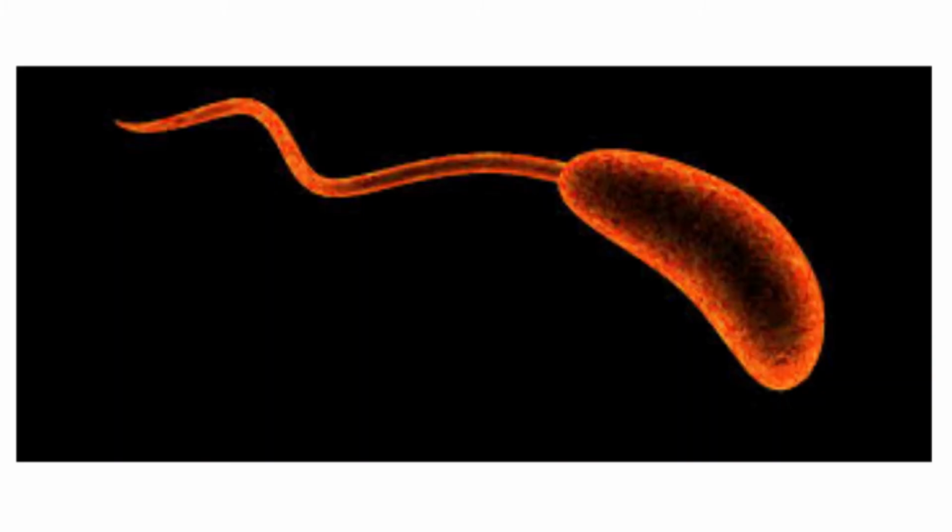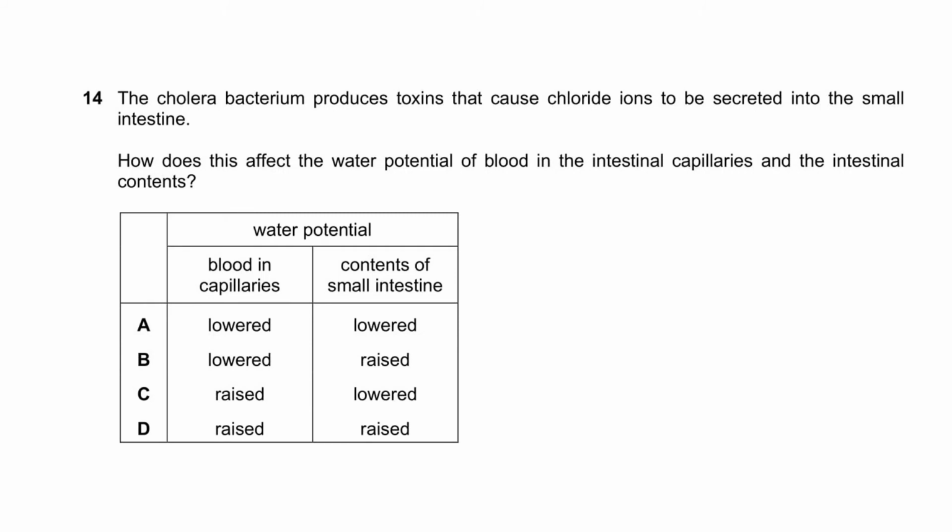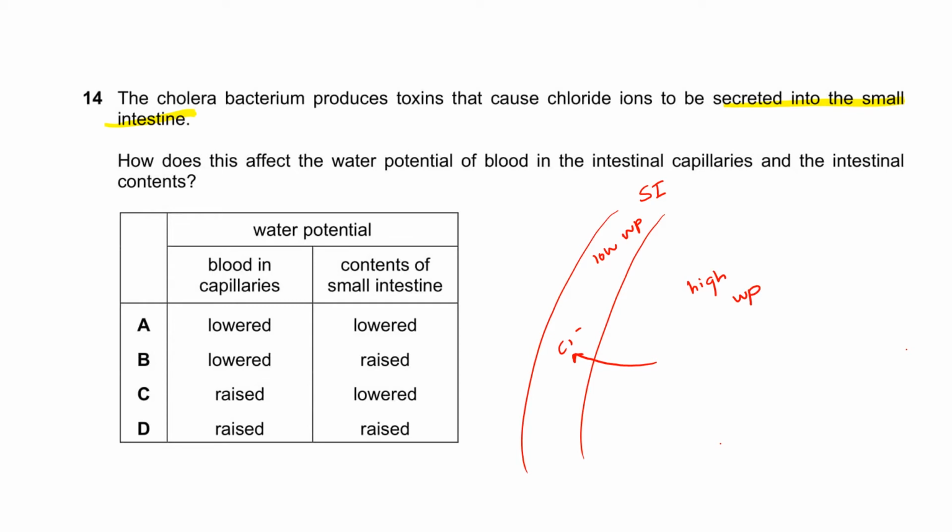Question number 14 says the cholera bacterium produces toxins that cause chloride ions to be secreted into the small intestine. How does this affect the water potential of blood in the intestinal capillaries and the intestinal contents? So this is the small intestine. The question said it causes chloride ions to be secreted into the small intestine. So when the ion concentration increases, the water potential decreases, and so in the capillaries there will be high water potential. So blood in the capillaries is higher or raised and then lowered, so the answer is C.